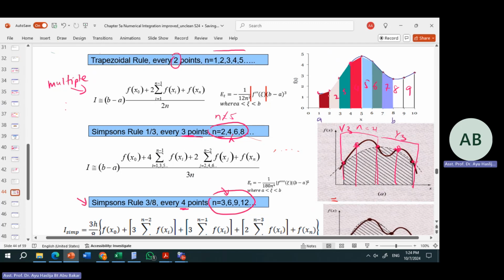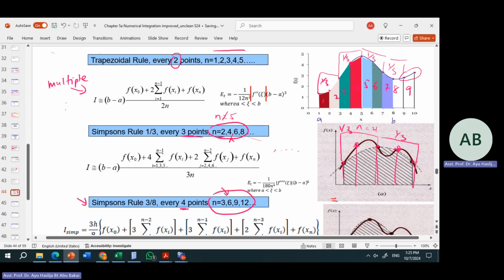N equals to 9. Let's see if 1/3 can be used or not. 1, 2, 3. Okay, 1/3. 1, 2, 3. Cannot, because only 2 points are left. So n equals to 9 cannot use 1/3. It's either trapezoid or Simpson.